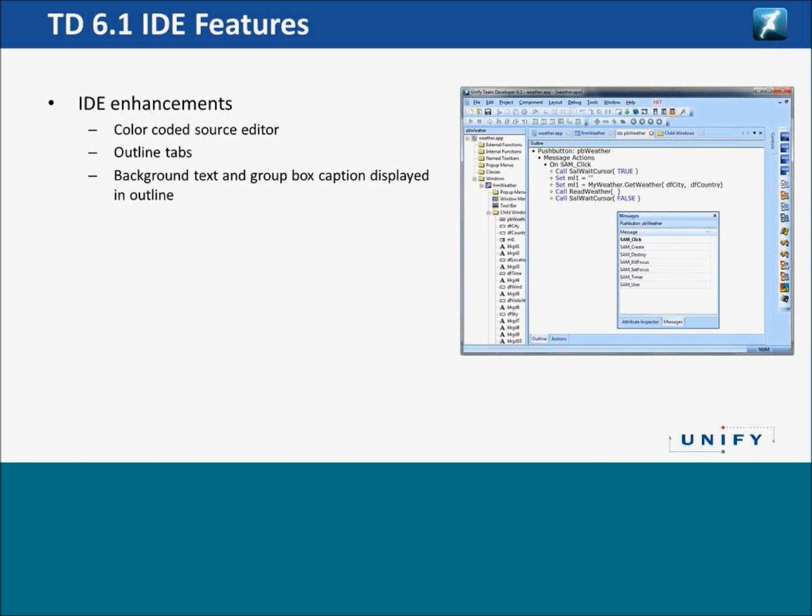The background text and group box caption is displayed in the outline, so you don't get confused by strange names of the background text like background 1, background 2, and you don't know what that contains. So that is being displayed in the outline now.